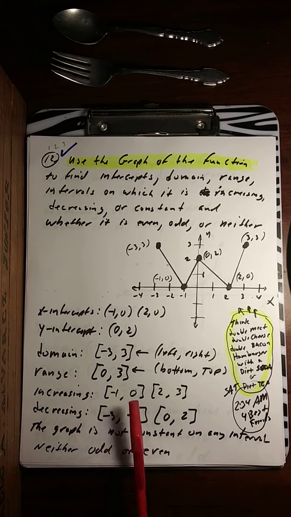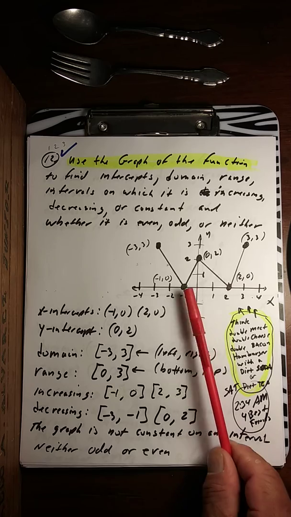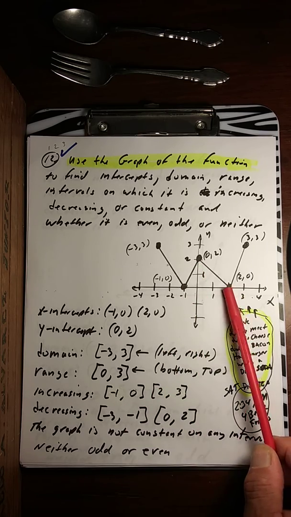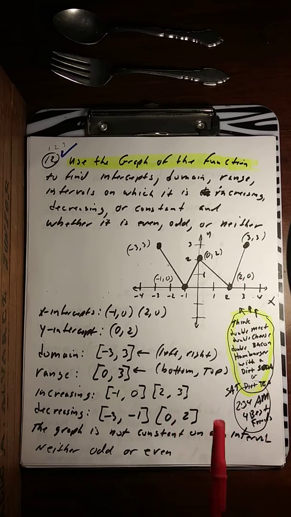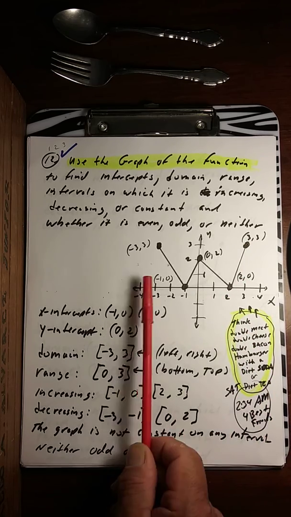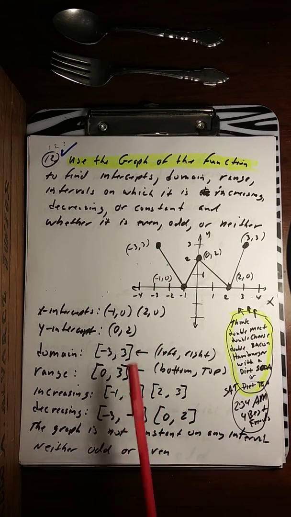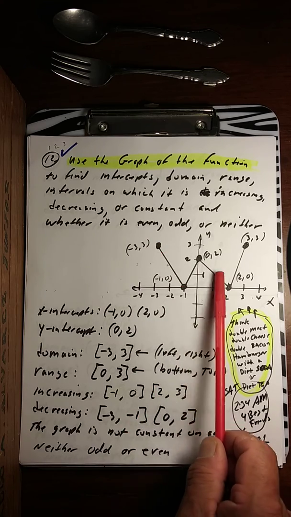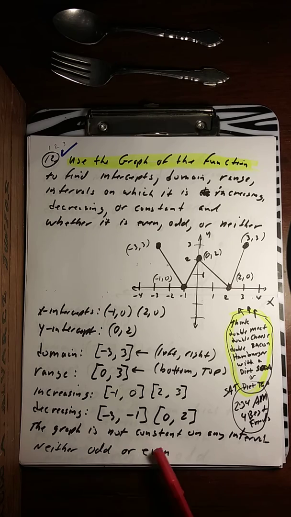And increasing from -1 to 0, from here to here, up, and from 2 to 3, from there to there, it's going up. It's decreasing from -3 to -1, from here to here, it's going down, and from 0 to 2, from there to there, it's going down, decreasing. This graph is not constant on any interval; it's neither odd nor even.